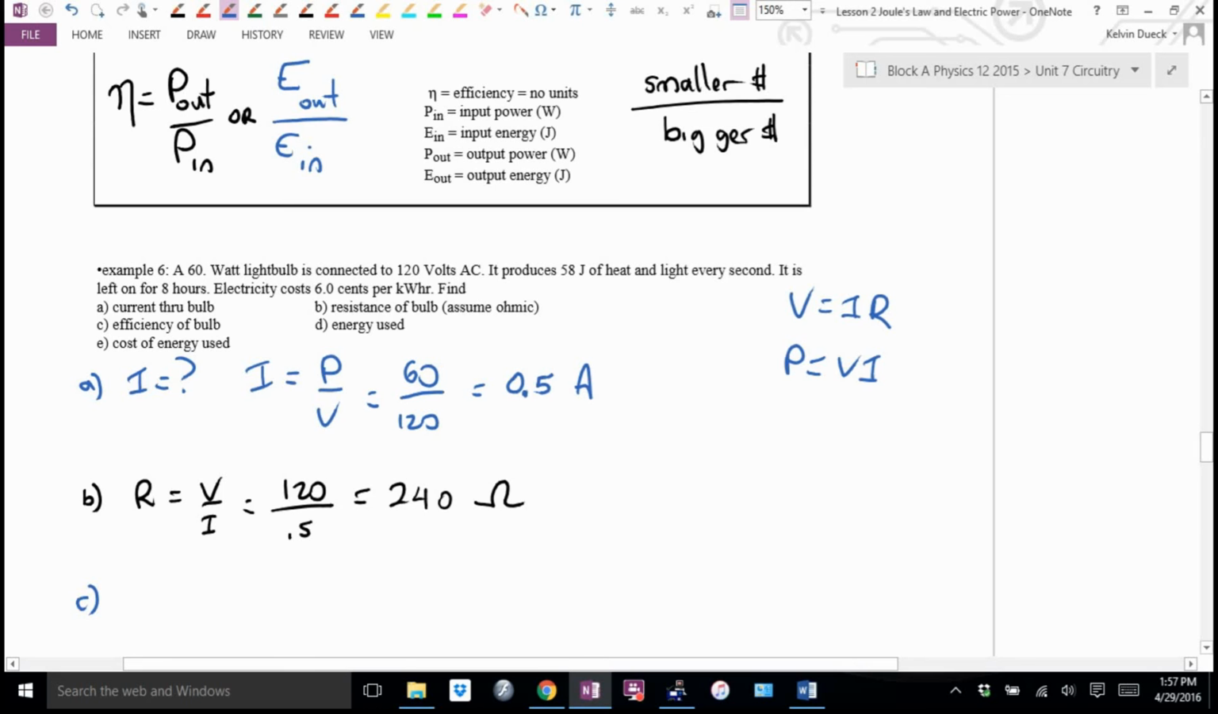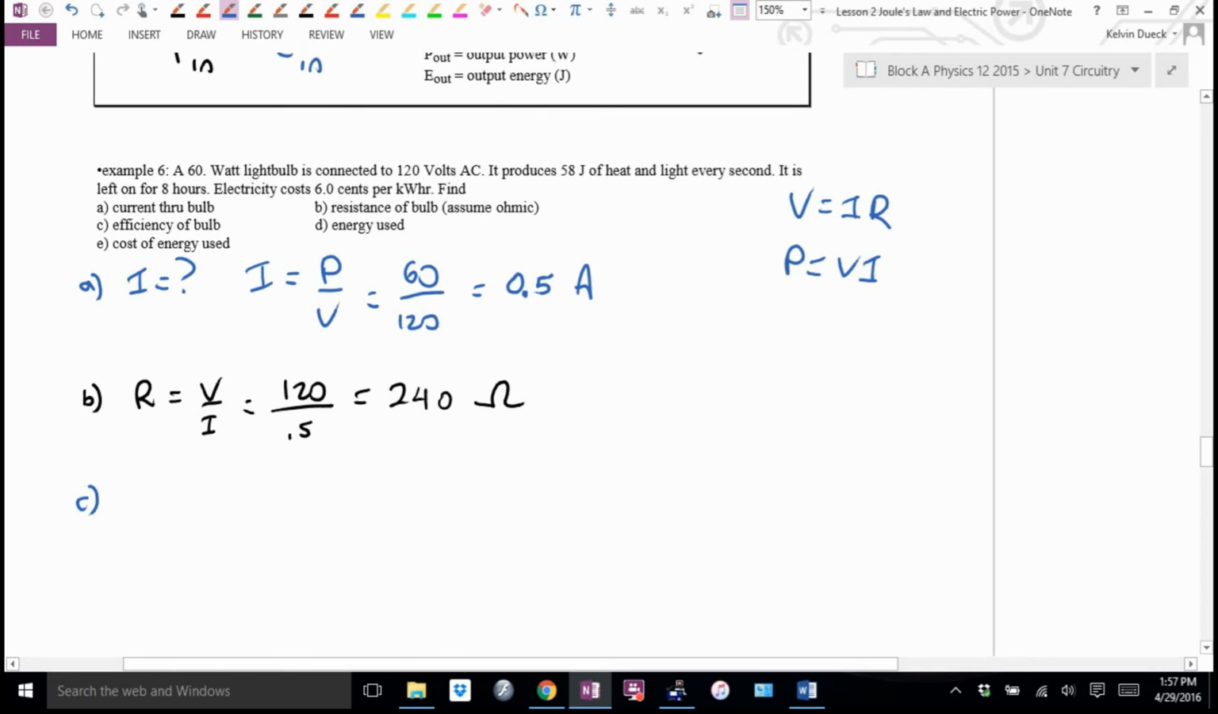Jason, what does part C want me to find? Okay, so efficiency is going to be what you get out divided by what you put in, but the units have to match. Now, I notice this bulb is rated, what it's sucking in is 60 watts. How many watts are we getting out? Well, I got to be careful. It didn't tell me how many watts we're getting out. It told me what we're getting out: joules. But notice the energy that we're getting out is 58 joules every what?